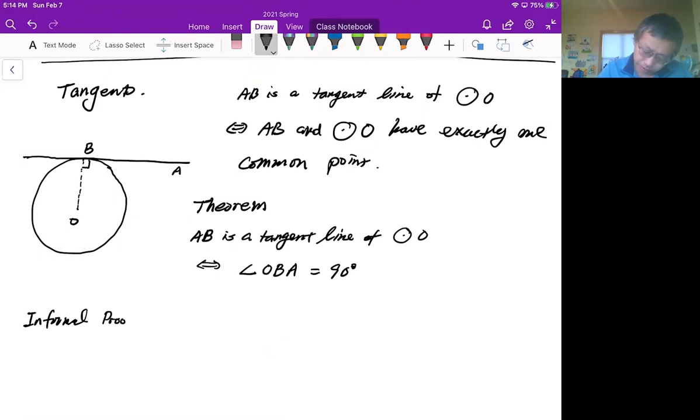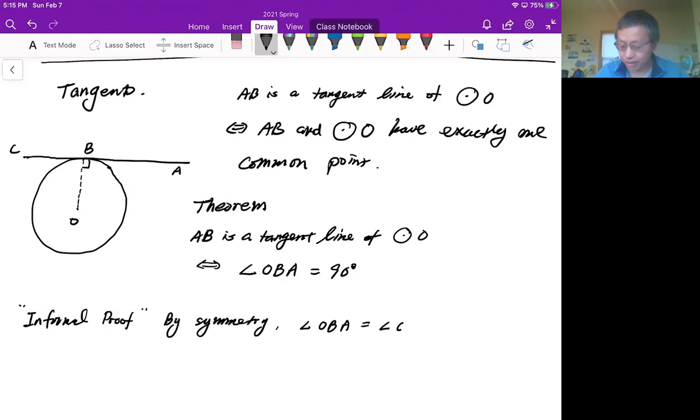It could be like by symmetry. By symmetry, the left side and the right side are symmetrical with each other. If they're symmetrical, then we are done, because let me call the other side C here. The angle OBA is the same as the angle OBC, and therefore they are equal to 90 degrees, because the sum of them is equal to 180, right? So at this point we can accept that, but actually it's not a formal proof, right?